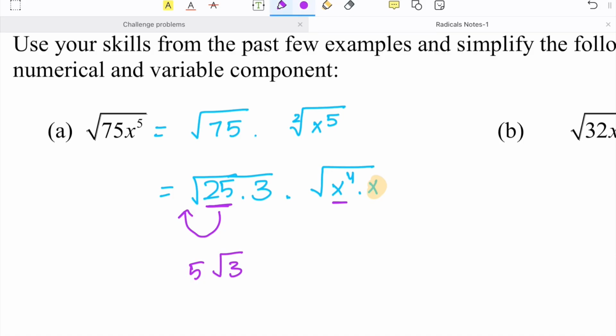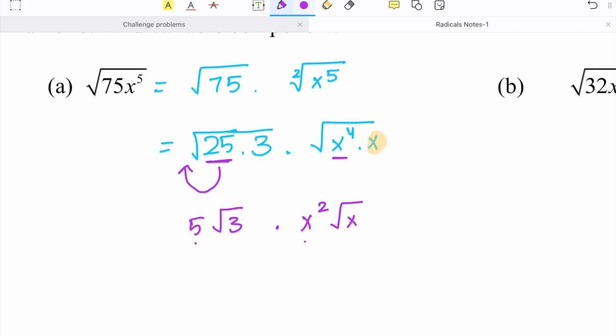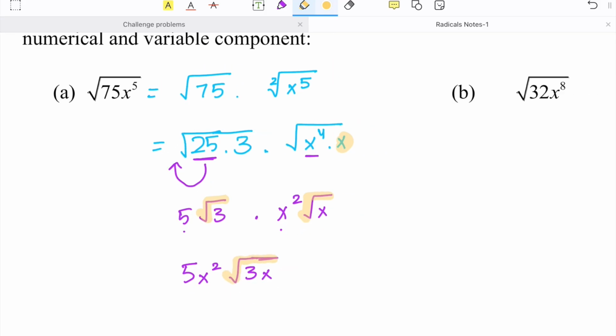And then square root of x to the power of 4 is x squared root x, okay? 5 times root x is x squared is just 5x squared root 3x. Now because the radical is the same, or the index is the same, we can write it together like that. Make sense? Okay, next one.